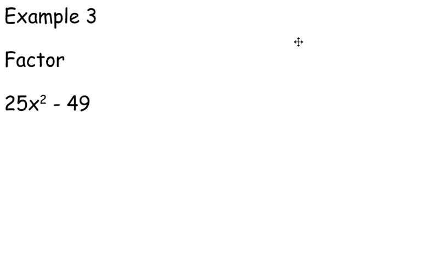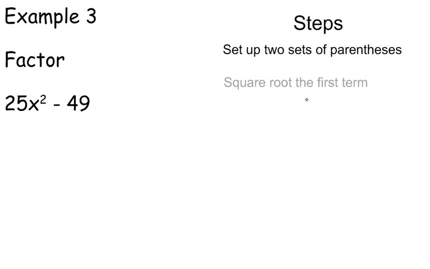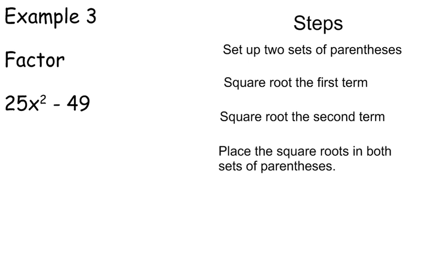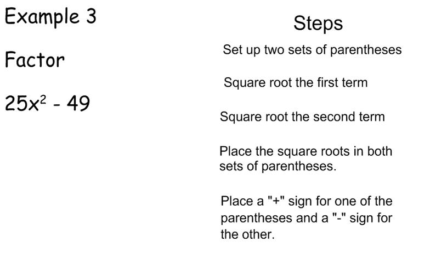All right, so here we got 25x squared minus 49. So remember our steps. Set up two sets of parentheses, square root the first term, square root the second term, place the square roots in both sets of parentheses, and then we're going to place a positive sign for one of the parentheses and a negative sign for the other. So let's begin. Two sets of parentheses.